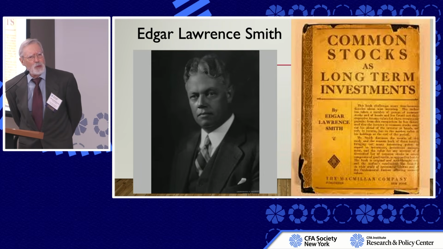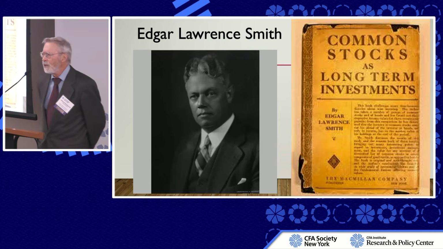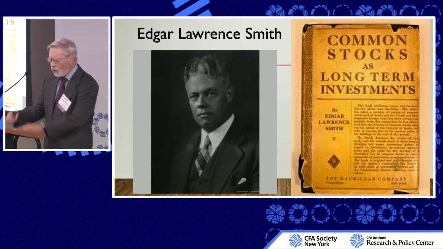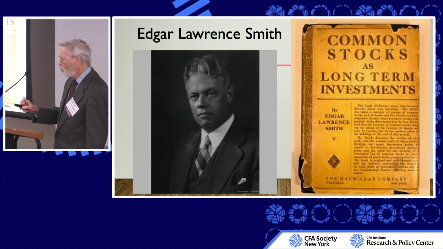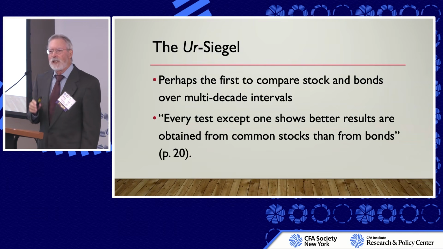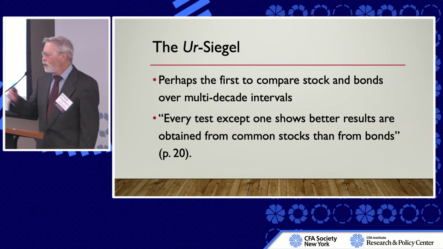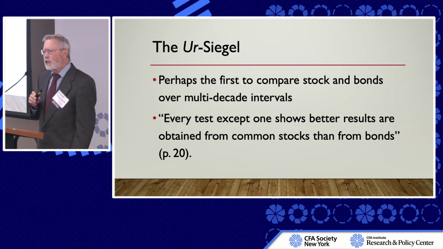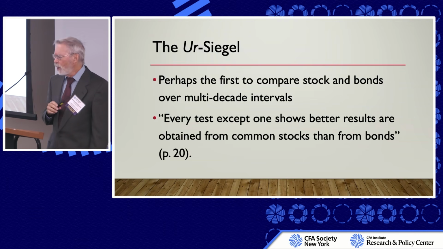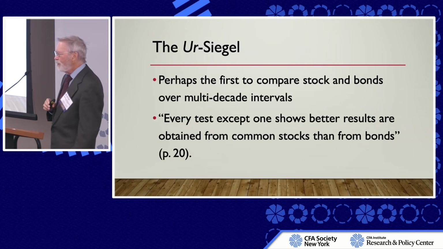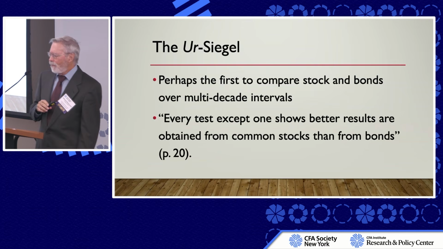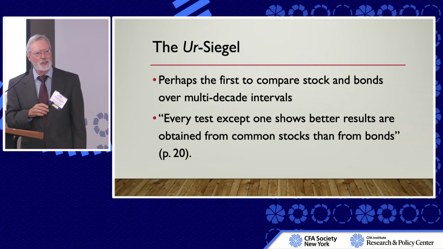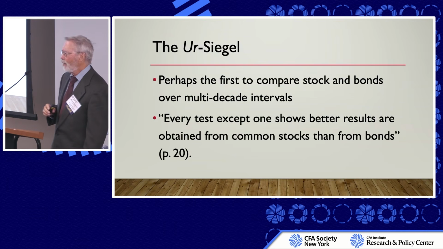Most of the speakers will recognize the name Edgar Lawrence Smith. 100 years ago, he wrote a book titled Common Stocks as Long-Term Investments. He was kind of the Siegel, okay? And Jeremy properly acknowledged him in his books. Probably the first to compare stock and bond returns over long intervals, and concluded, you'll recognize, every test except one shows better results are obtained from common stocks than bonds. Huh.